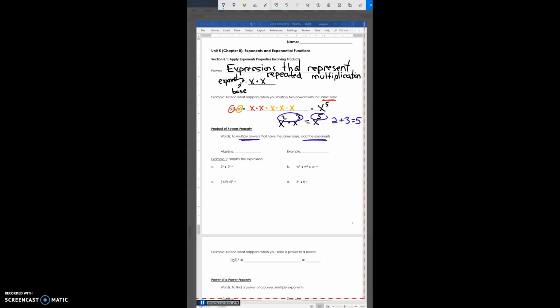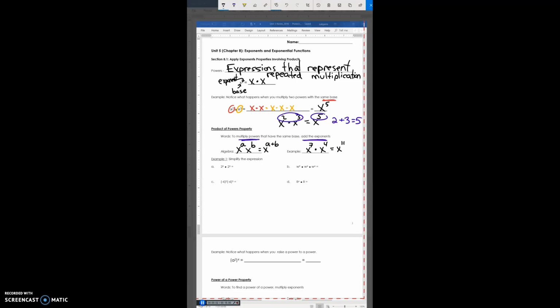So the algebra for this: if I've got x to some power a times x to the b, that's x to the a plus b. I'm multiplying with the same base, so I add my exponents. As an example, if we did x to the 7th times x to the 4th, I would add my exponents, so this would be x to the 11th. Let's go ahead and do some examples.